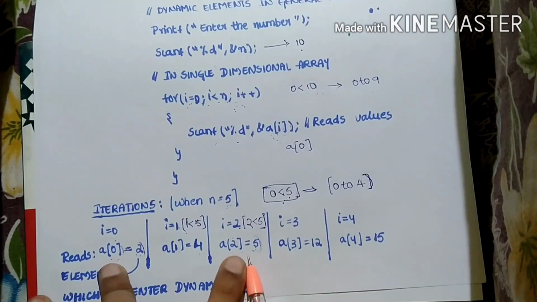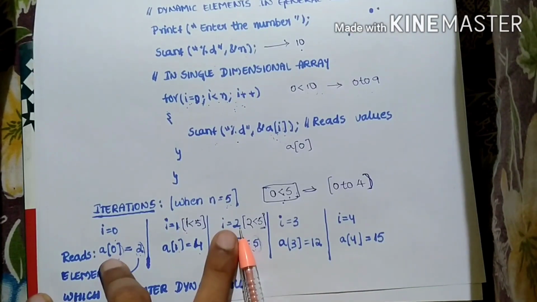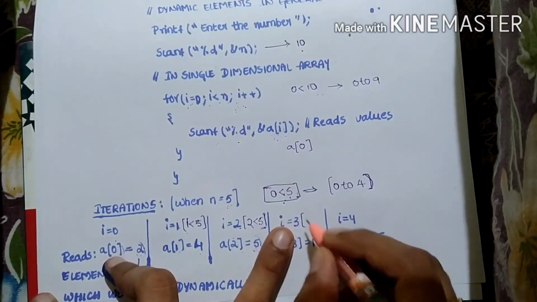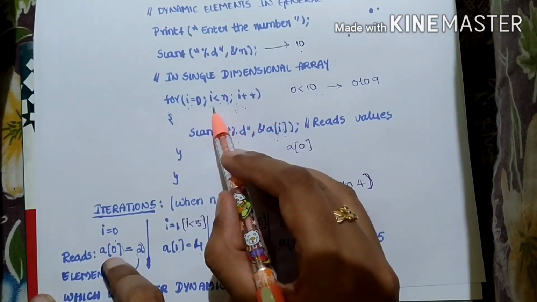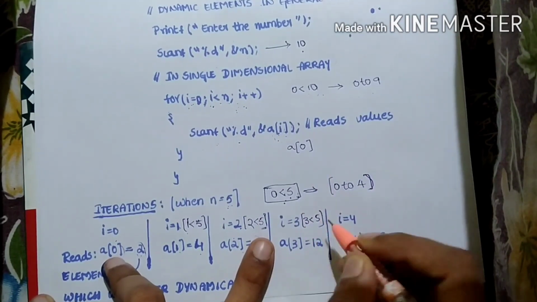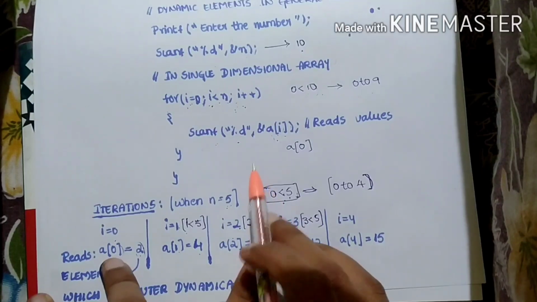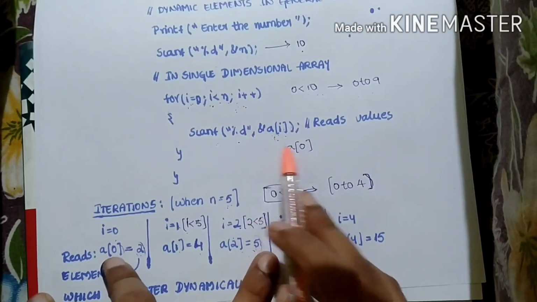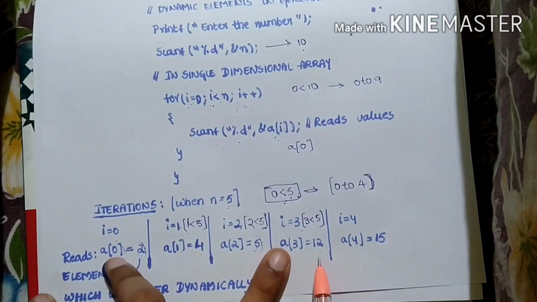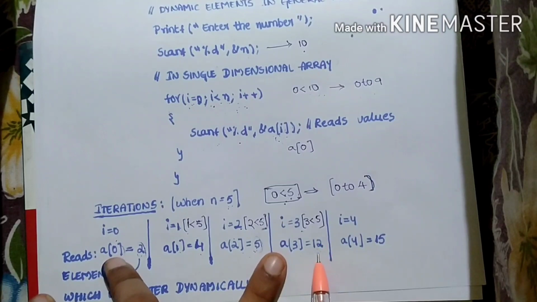And then the i value gets incremented, that means 2 gets incremented to 3, and then 3 checks the condition i less than n. So 3 is less than 5. Again it gets into the loop and stores in a of i. The i value is 3. So a of 3 is equal to, enter any dynamic value you wish. I have entered it as 12.